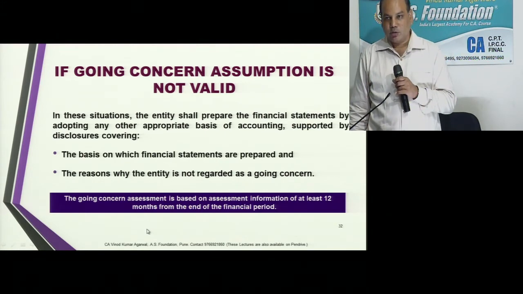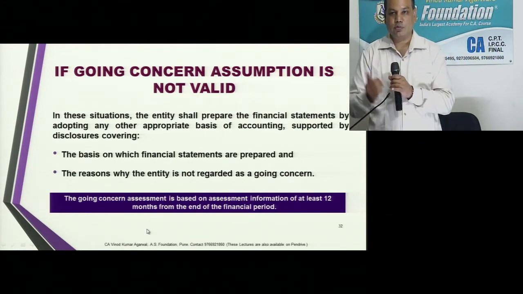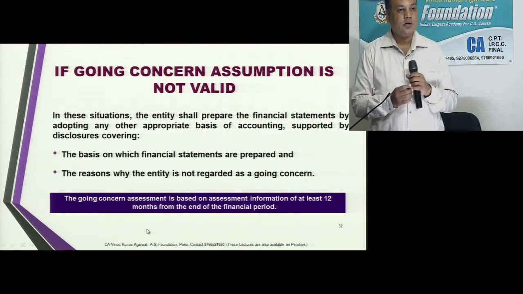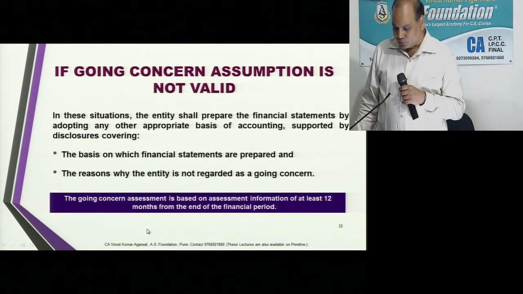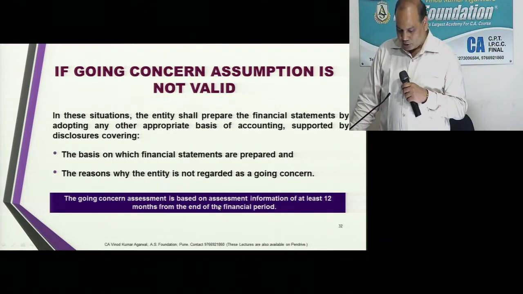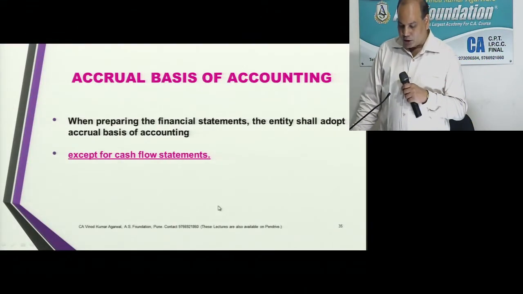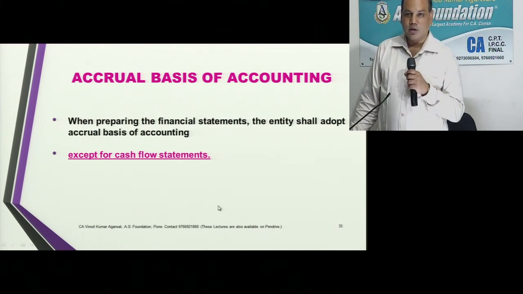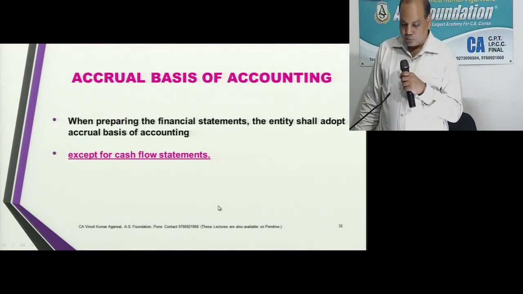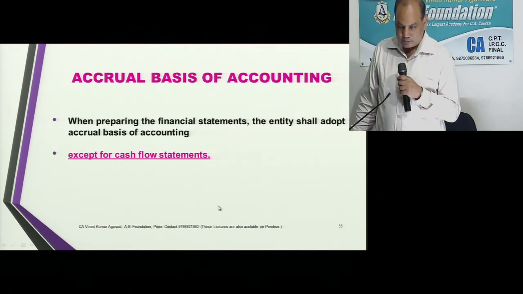While evaluating going concern, you have to take a 12 months view. How many year or month? 1 year or 12 months. That is, at least for 1 year or at least for 12 months, the company is a going concern. If you think the company may not remain a going concern in the next 12 months, going concern assumption is no longer valid. You have to change the basis of accounting.